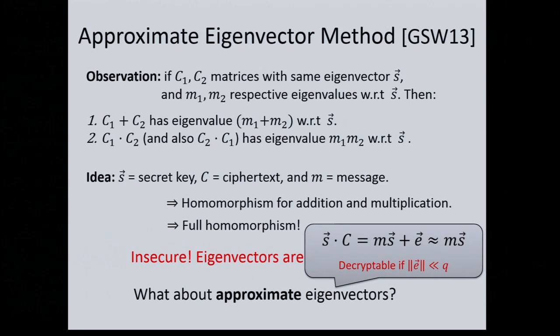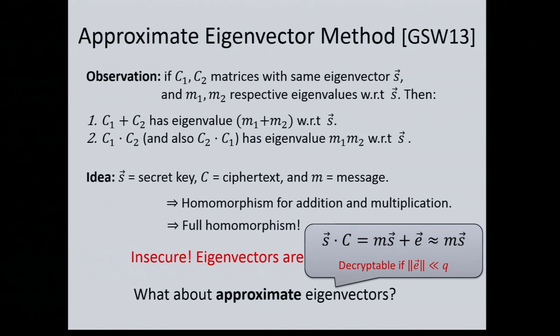What we say when we say approximate eigenvector is that when I take the secret key vector and multiply it by the ciphertext, I'm going to get message times secret plus some small noise, or in other words, it's going to be approximately equal to the message times secret. So if there was an equality here, then this means that really S is an eigenvector with eigenvalue M.